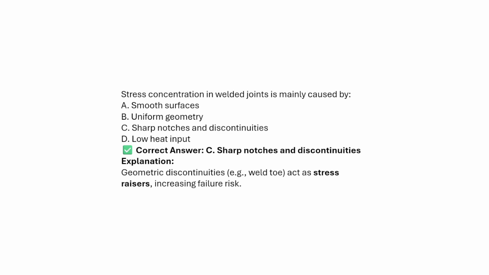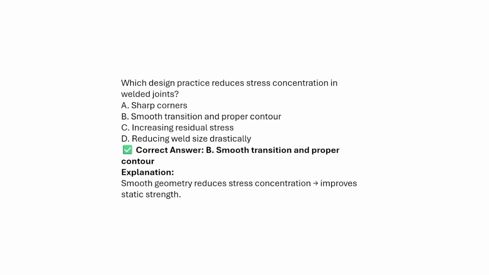Stress concentration in a welded joint is mainly caused by smooth surfaces, uniform geometry, sharp notches and discontinuities, low heat input. So the answer will be sharp notches and discontinuities. Geometric discontinuities like weld toes act as stress risers, increasing the failure risk.